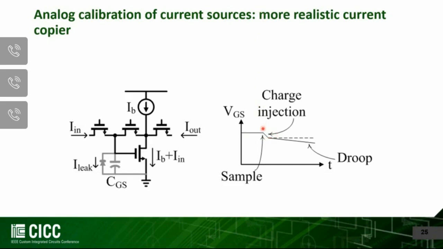Plus, the switches are often small as they don't need to turn on or off fast. In addition to this, due to the reversed bias drain substrate junction of the transistors, we effectively have a leak on the charge stored in CGS, which causes a slow voltage drop on the gate. So this memory is discharged over time and a periodic refresh is needed. What do we make of all of that?